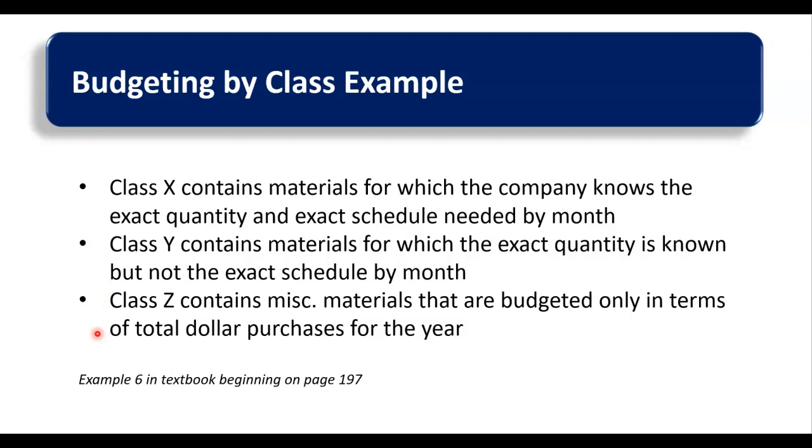So maybe it's the screws, or maybe it's something in other products that we produce. It could be something like paint maybe, or solder, or thread or something. Some more like factory supplies perhaps. So we only know the total amount that we're going to spend for the year. We don't know exactly how much we're going to need each month. So we'll talk about how to break this class down as well.